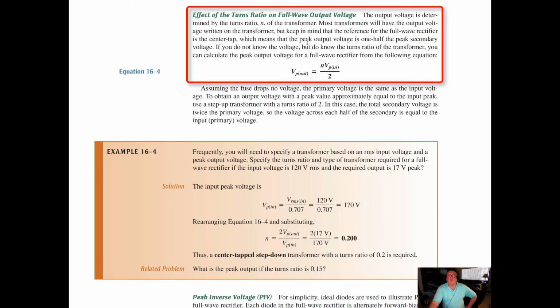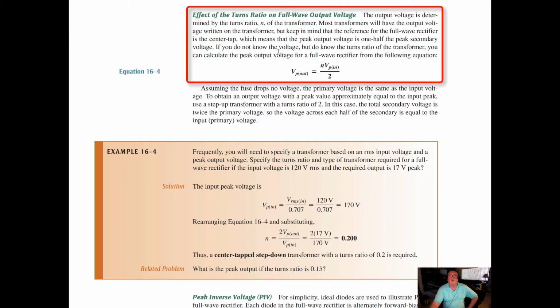The output voltage is determined by the turns ratio of the transformer, that value N. So we're back to a little bit of our transformer theory. Most transformers will have the output voltage written on the transformer, but keep in mind that the reference for a full wave rectifier is the center tap, which means that the peak output voltage is 1/2 of the peak secondary voltage.